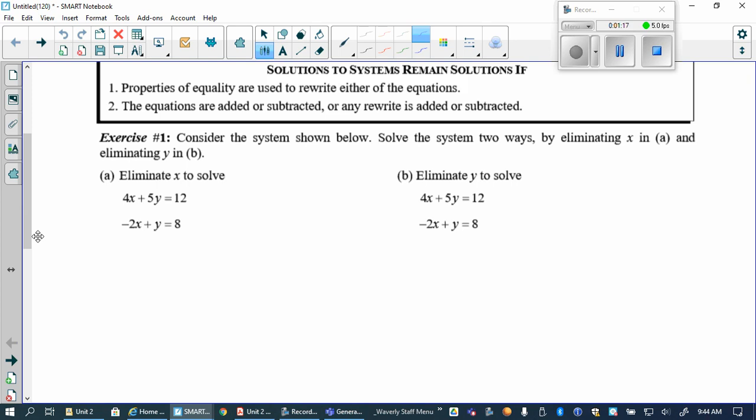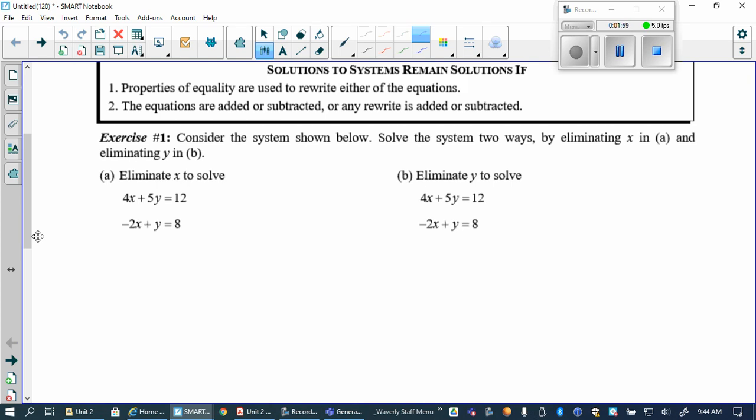Exercise 1A, we got 4x plus 5y equals 12 and negative 2x plus y equals 8. If we were to add these two equations together, would either of the variables disappear? No. But is there something you could do to one or both of them to make that happen? We're going to add the equations together, but they won't make a variable go away. So we could multiply one or both of the equations by something. What do you think we should do? Which one?